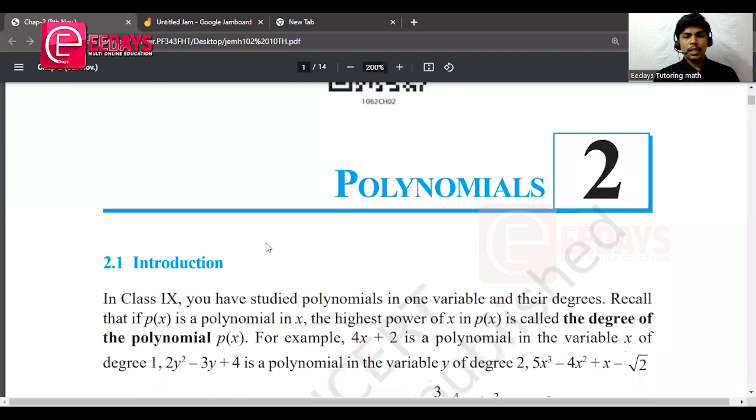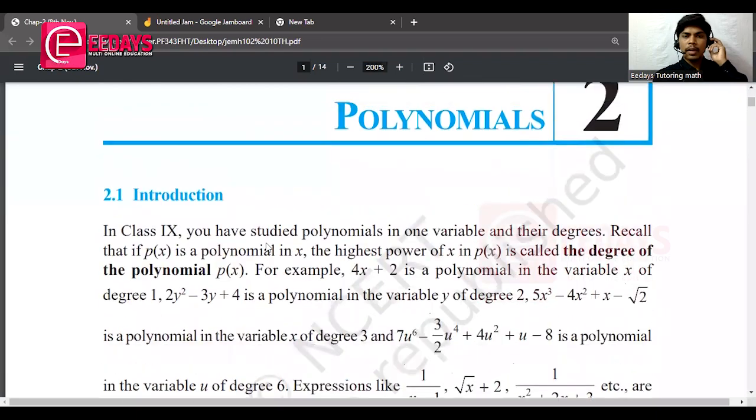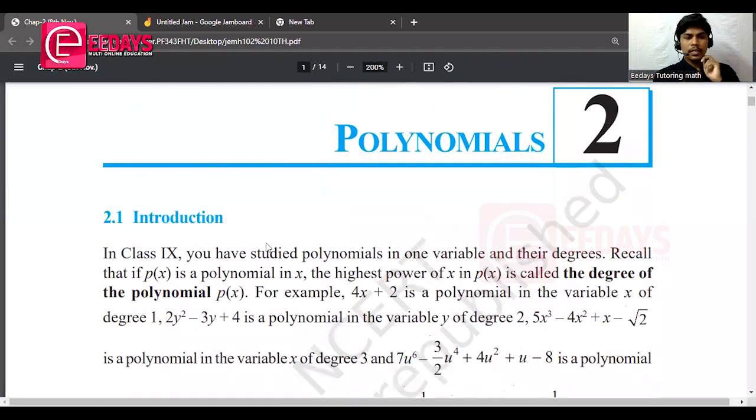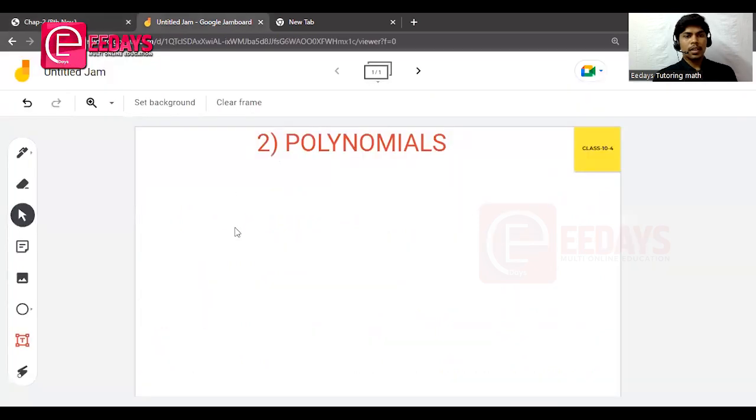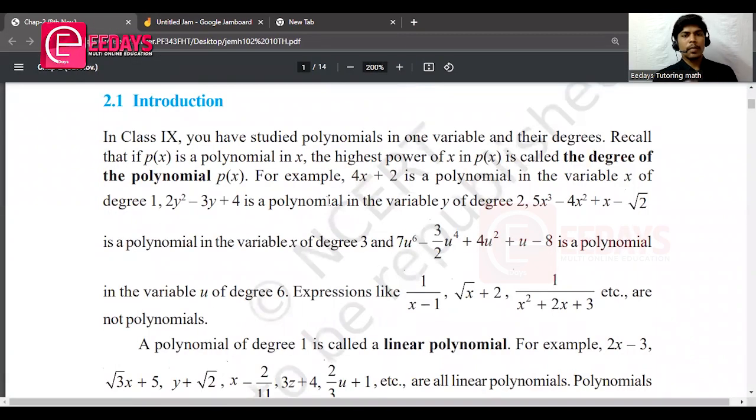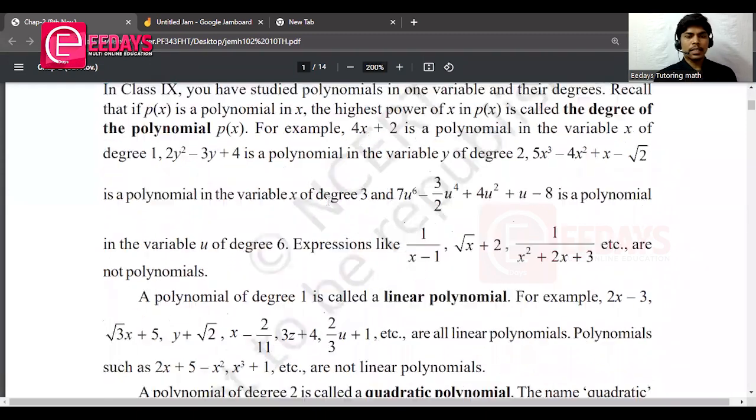All right. Let's get started with our session. The polynomial, where we stopped in the previous class. We have already discussed the types of polynomial, based on the degree and based on the number of terms.